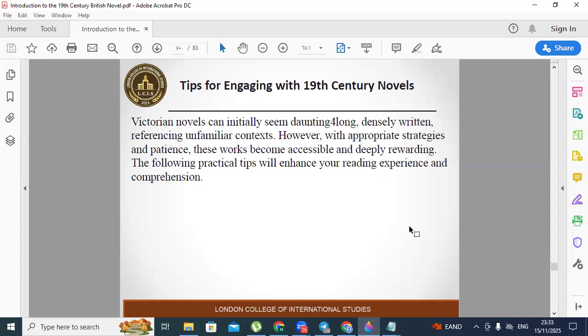Tips for engaging with 19th century novels. Victorian novels can initially seem long, densely written, referencing unfamiliar contexts. However, with appropriate strategies and patience, these works become accessible and deeply rewarding. The following practical tips will enhance your reading experience and comprehension.